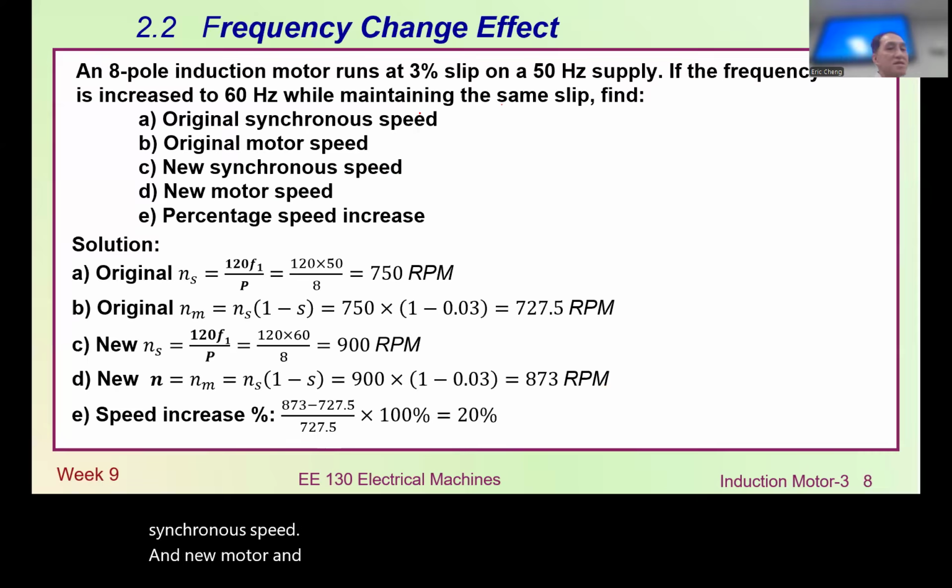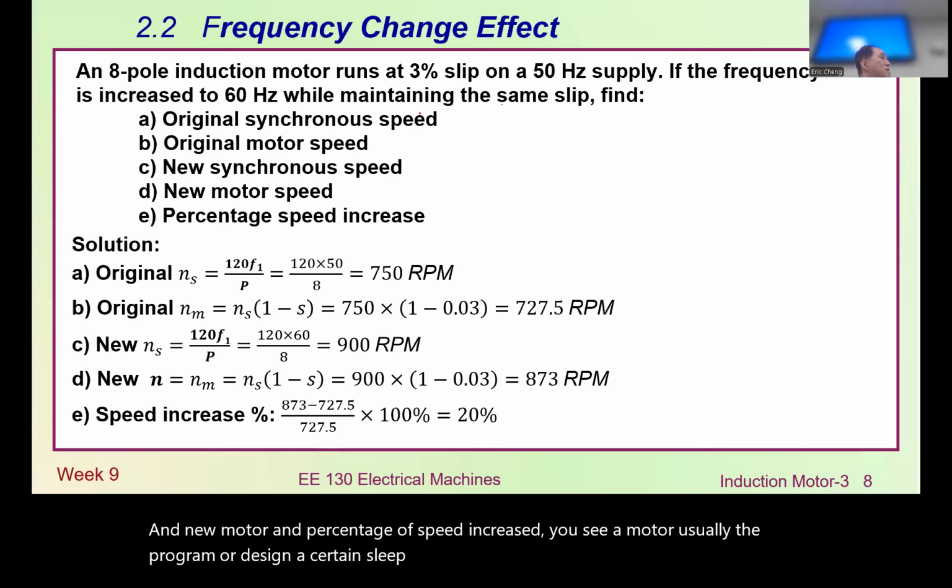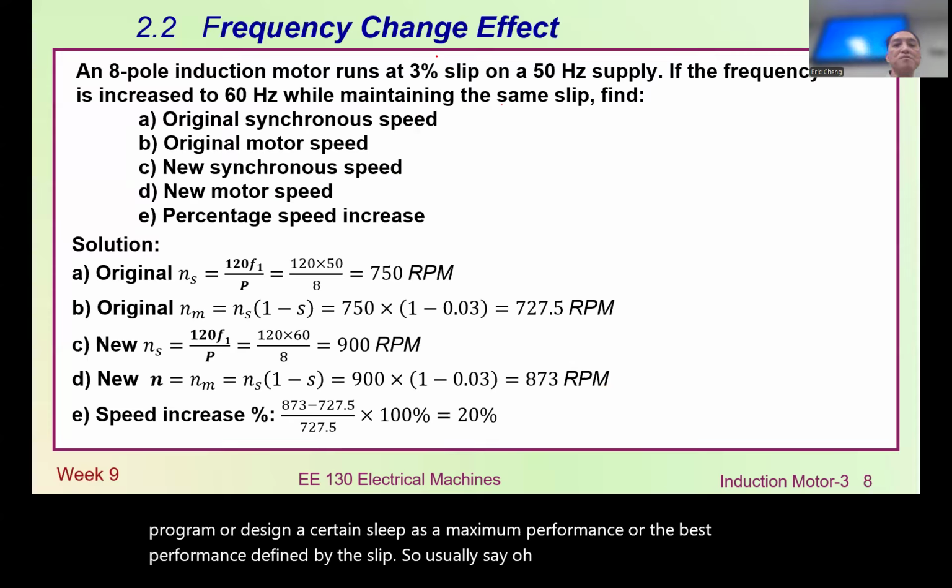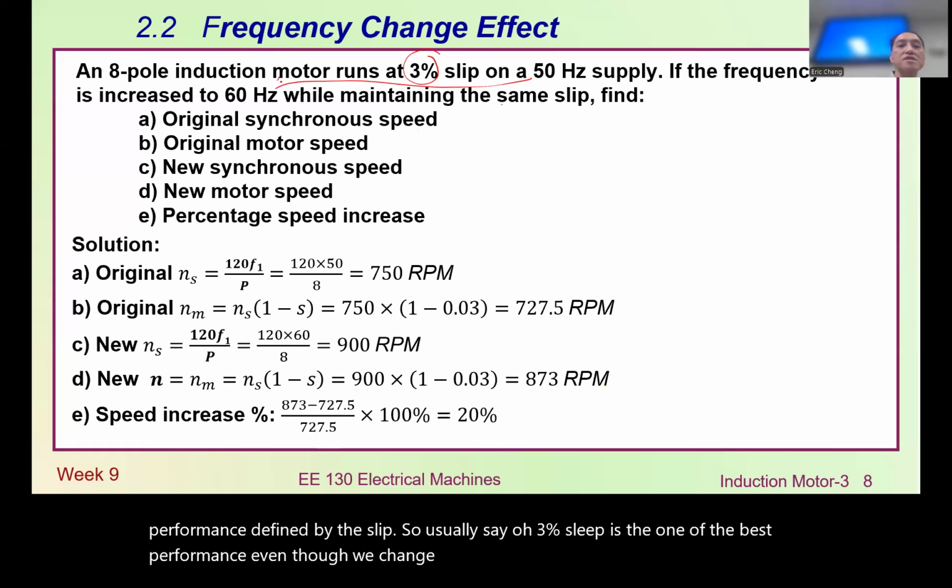the percentage of speed increase. You see, for a motor, usually they design a certain slip as the maximum performance, or the best performance defined by the slip. So usually we say, oh, 3% slip is one of the best performances. Even though we change from 50 to 60, the best-performance slip will usually be unchanged.